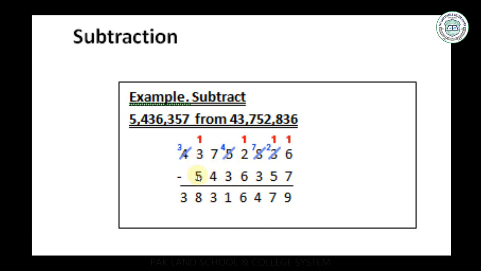3 is again smaller than 5, that's why we take the borrow from the 4, it becomes 13. 13 minus 5 gives us 8, and the last one, 3, as it is.